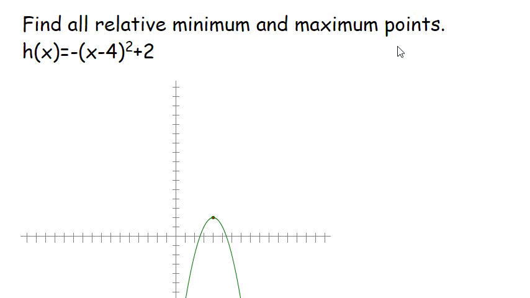All right, it says find our relative minimum maximum points. So we'll want to write this down. Of course, we can tell by looking at the graph here where this maximum is occurring, as you can see here, but we'll need to work that out.